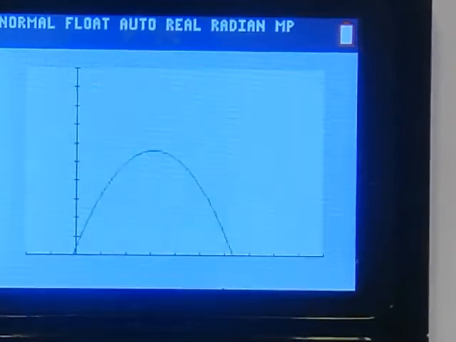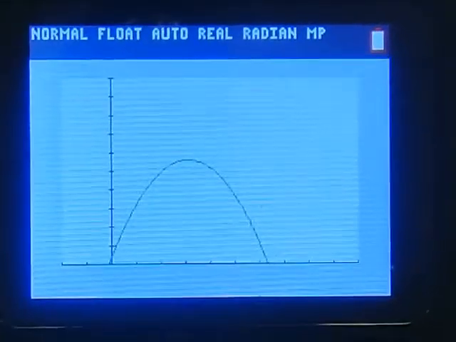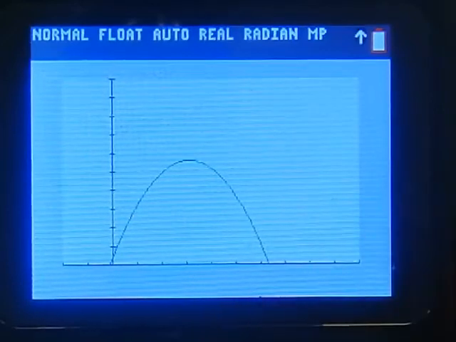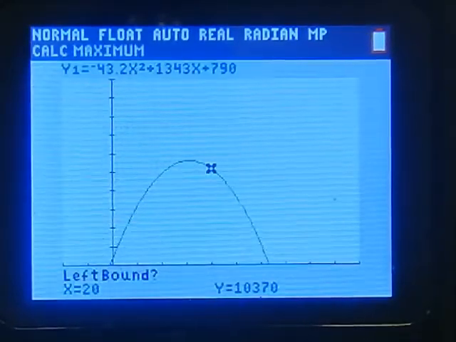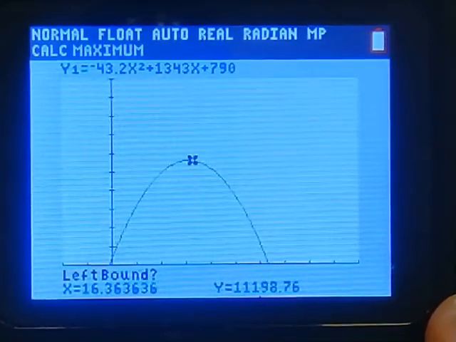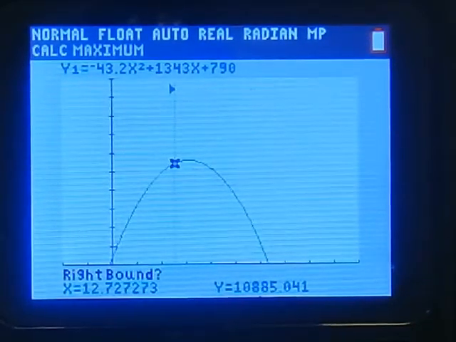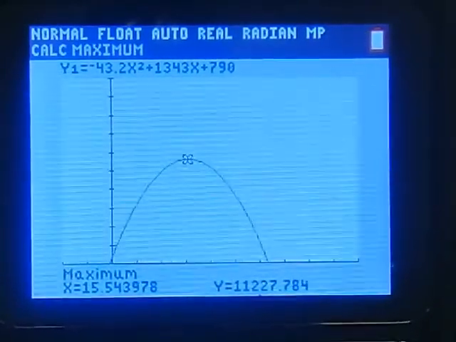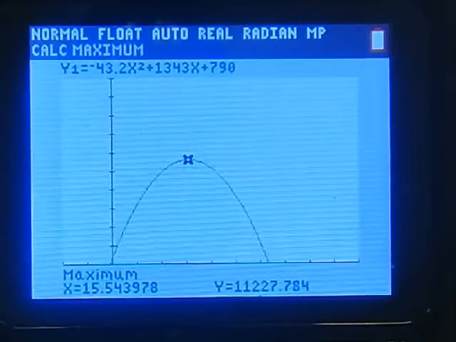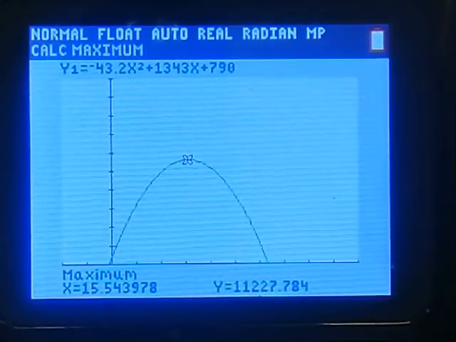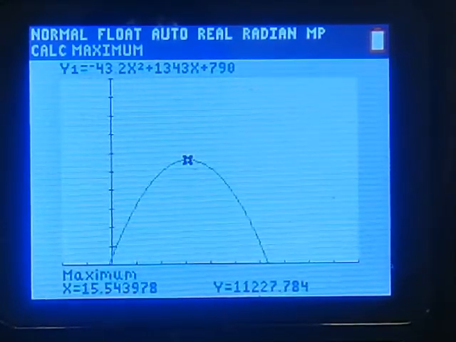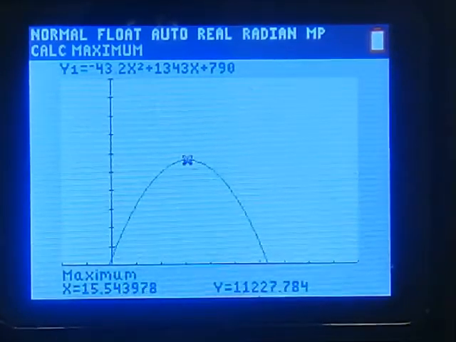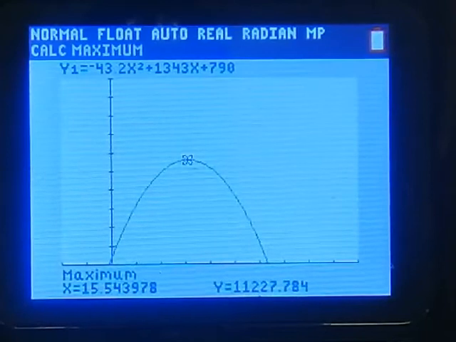In fact, we can find that if we use the maximum feature here. So I'm going to hit second calc maximum and move my cursor just to the left of that spot. There you go. Move it now to the right bound to be to the right of that spot. And I can see that I've got a turning point at 15.5 and about 11,200. I'm going to write that ordered pair down. That's my vertex, and it happens to be the maximum.